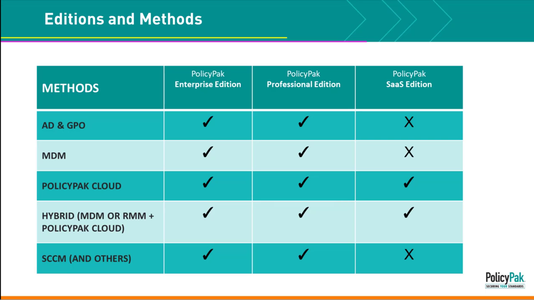Now, first and foremost, this is the matrix of what you can do, which is to say, if you're an enterprise customer, you can do these things. If you're a professional customer, you can do these things. And if you're a SaaS customer, you can do these things. Don't panic. I know there's a lot. I'm not asking you to memorize this because we're going to go into this in this talk.